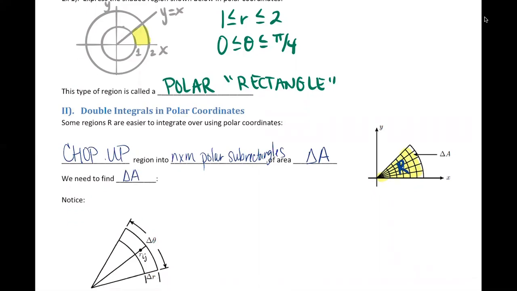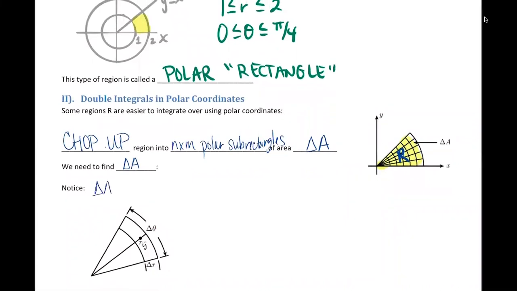So notice, just using geometry, what I'm going to do is use this little piece here to zoom in. So let's pick one little polar subrectangle from over here. How about that one right there in pink? And we're going to assume this is just the blown up version of that exact same polar subrectangle. So we can just zoom in and figure out how to find its area.